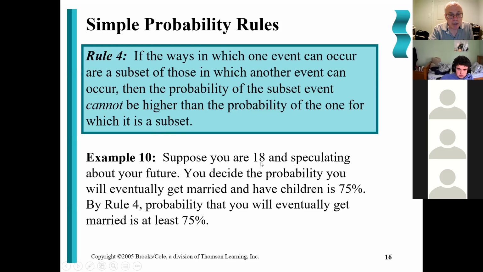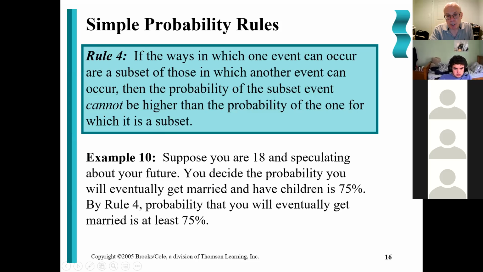Here's somebody who says they're 18 and they're speculating whether they will get married in the future, and you come up with this probability that you will eventually get married and have children is 75%. Okay, so you have the probability of getting married, and then you have the probability of getting married and having children.